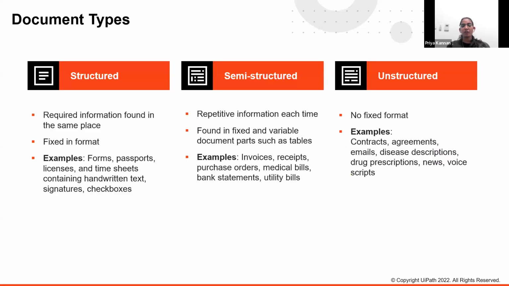So now we talked about the stages and the components that document understanding has, right? But what kind of documents can you process? We have three different types of documents we classify: structured, semi-structured, and unstructured.